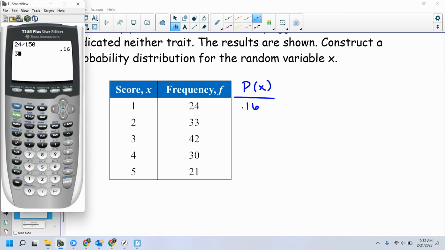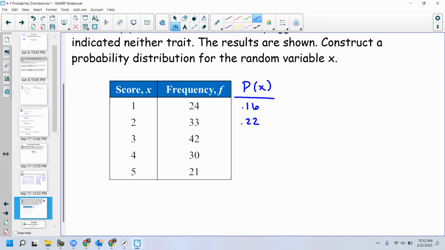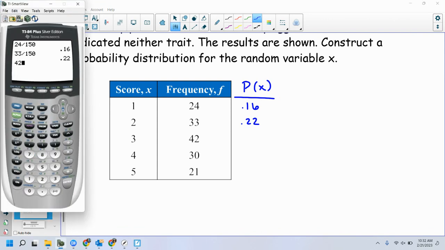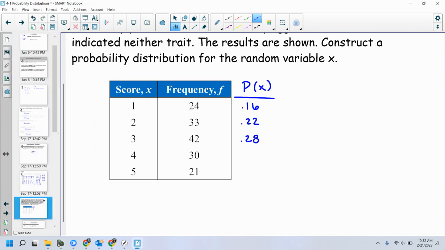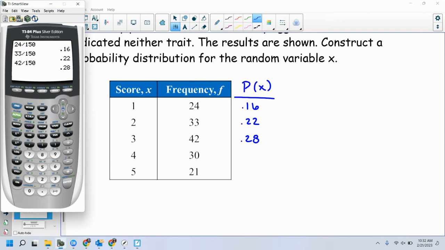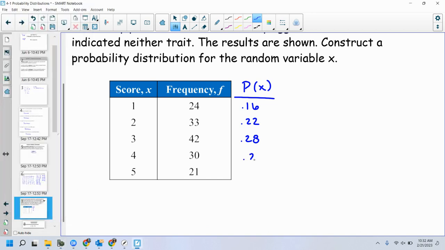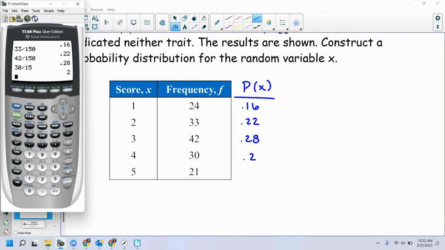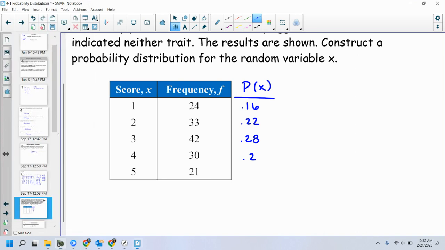33 out of 150 gives me 0.22. 42 out of 150 gives me 0.28. 30 out of 150. That's not right. 0.2, right? And then 21 out of 150 gives me 0.14. That is my probability distribution, right?